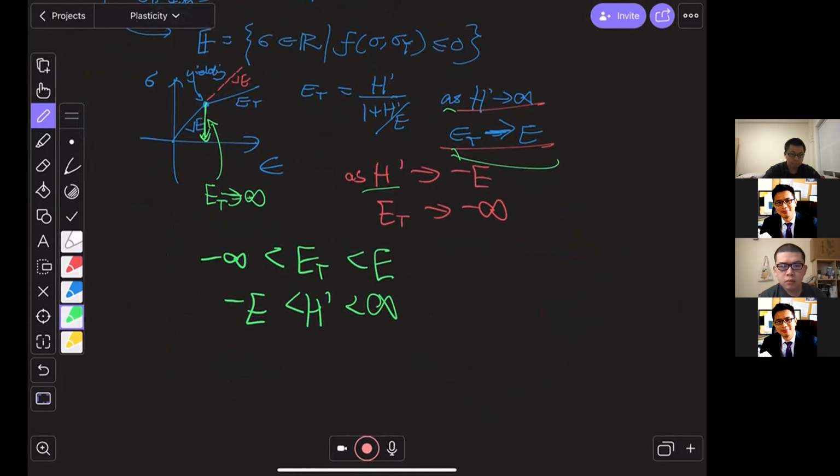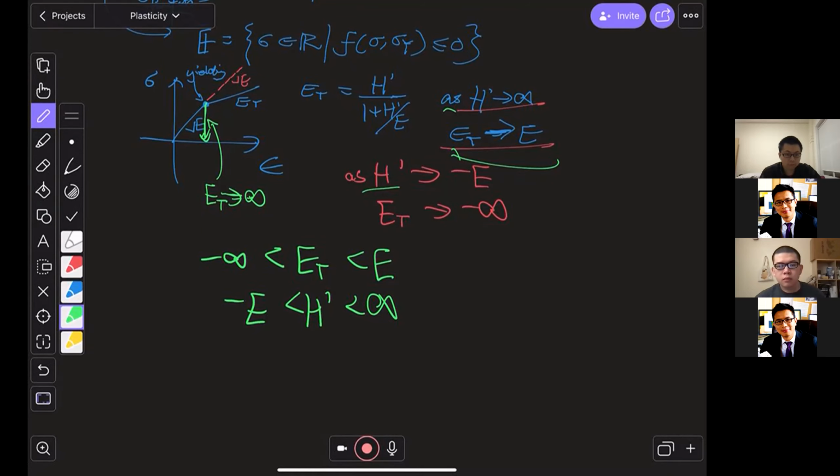So far so good. Do you get the general idea about what a yield stress is, what the elastic region is, and what hardening is? Hardening means that your elastic region is changing, hardening or softening. Perfect plasticity means that your elastic region, despite the fact that plastic strain develops, is fixed. If it's fixed, it's perfect plasticity. If you make it larger or move it, then you get hardening. If the elastic region is shrinking, you get softening.